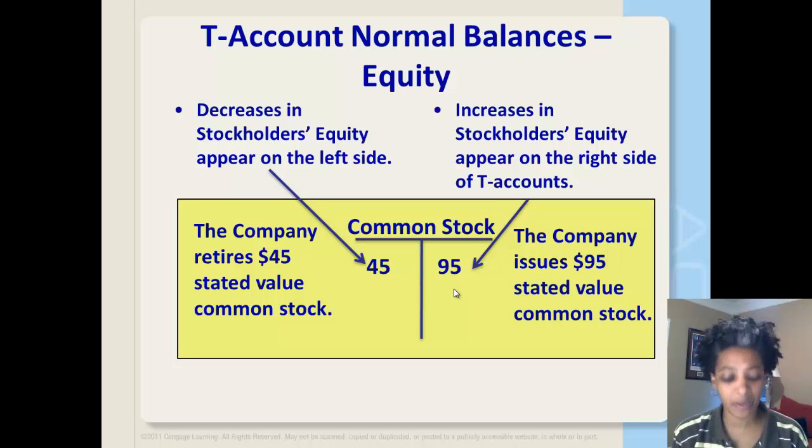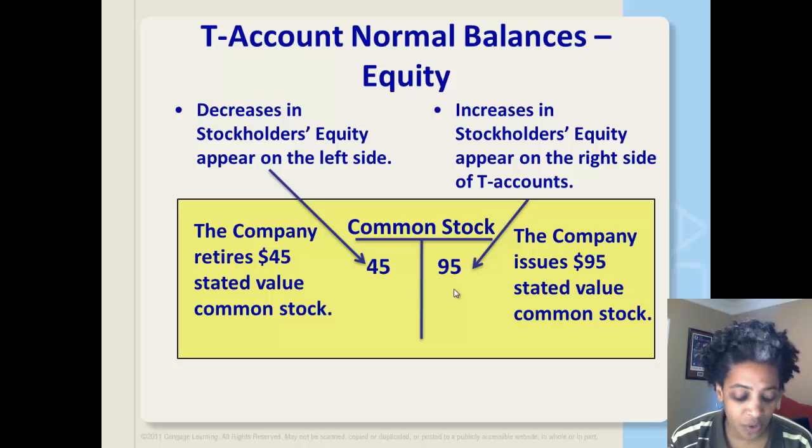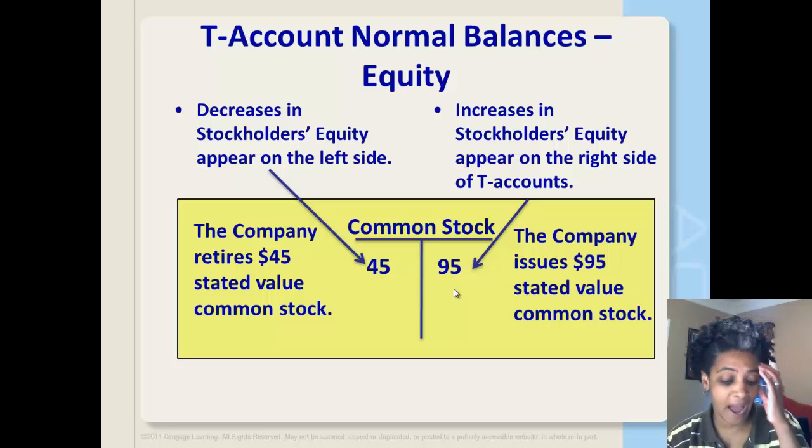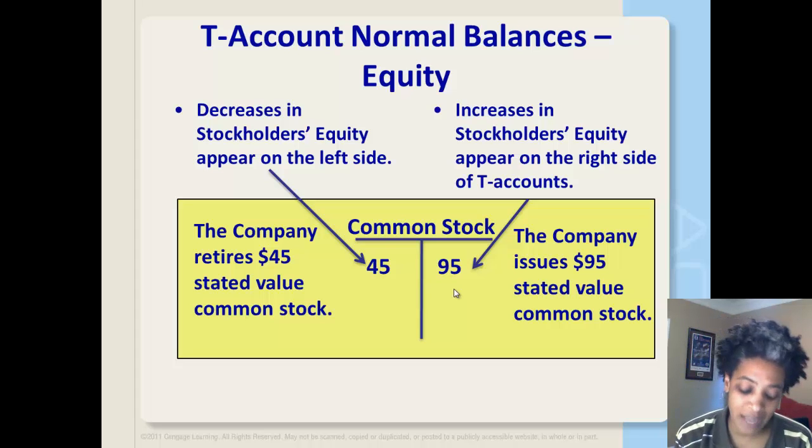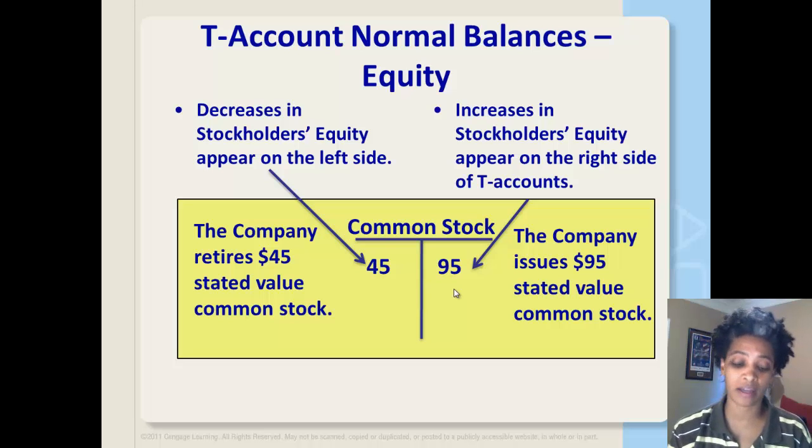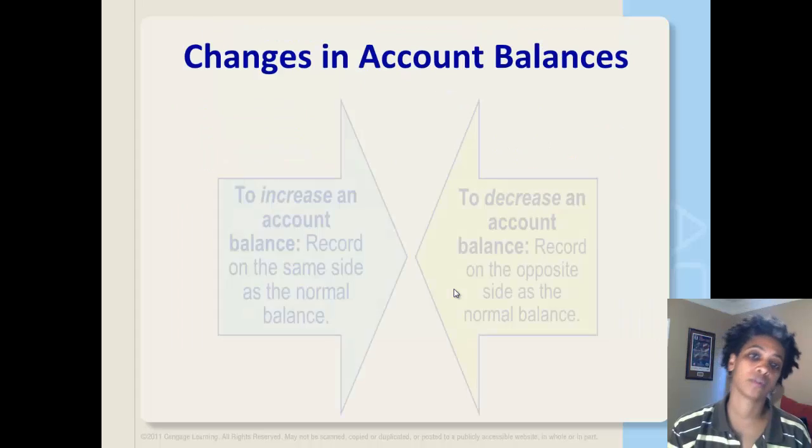Now let's go down to equity. The normal balance for an equity account, like common stock, is increased on the right side or the credit side when the company issues stock to an investor for cash, and it's decreased on the left-hand side or the debit side when the company buys back or decreases the amount of its issued stock, and they'll do that if they want to retire the stock. They just want to have less stock outstanding.